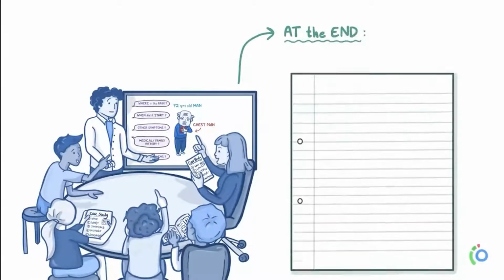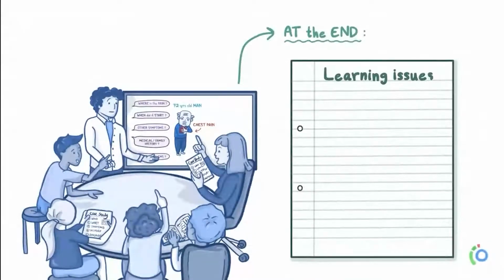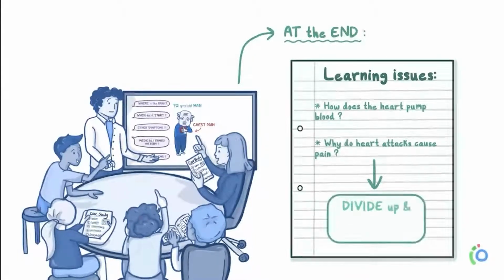At the end of the discussion, the group makes a list of learning issues, or how and why questions that need to be researched before the next session. For our 72-year-old man, the group might research, how exactly does the heart pump blood? Why do heart attacks cause pain? Students divide up the list of learning issues and head off to research on their own.